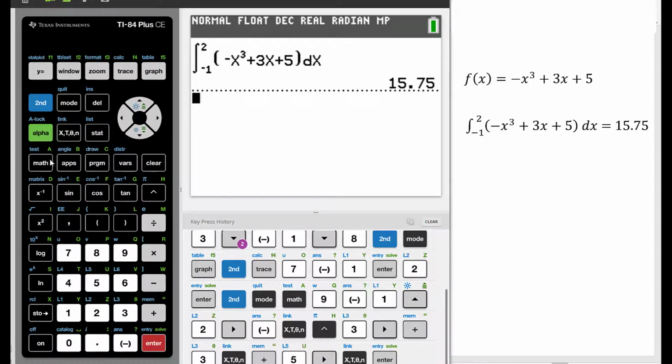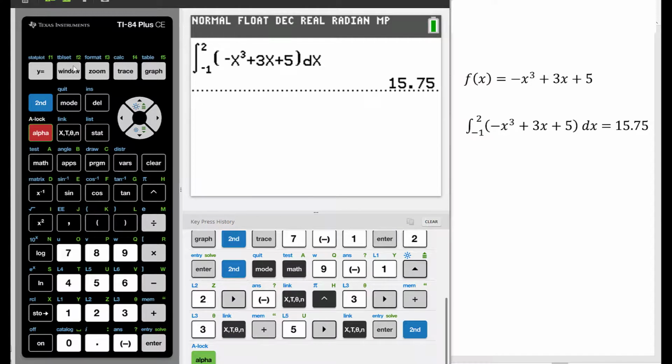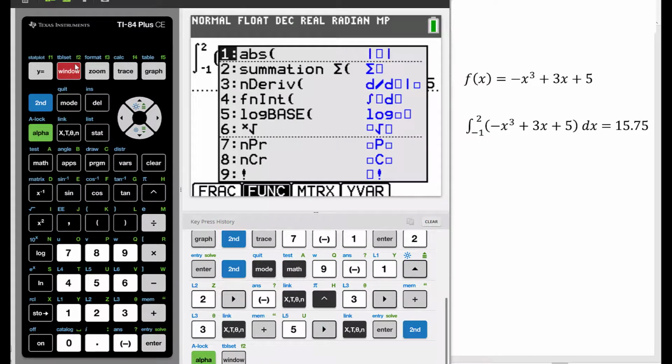Another way to get to this function, if we don't want to go through the math button, would be to press the alpha button. The alpha button is going to be the green button that's right below the second key. Alpha, and then we're going to press the window in order to access that F2 function. We want number 4 where it says function integral. So we're going to press 4.